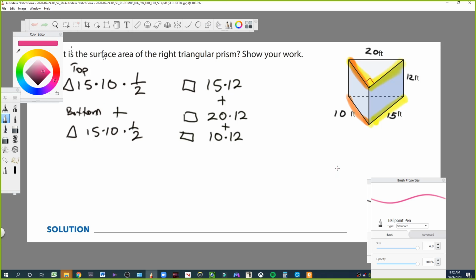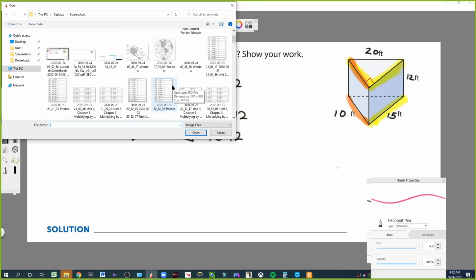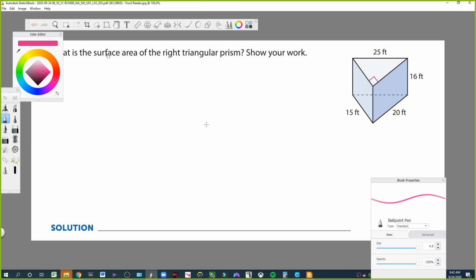All right, so let me delete this stuff real quick. Whoa, let me see if I can open up a different one. Let me see, do we have a different one up there? Yeah, so you guys have this one right now.